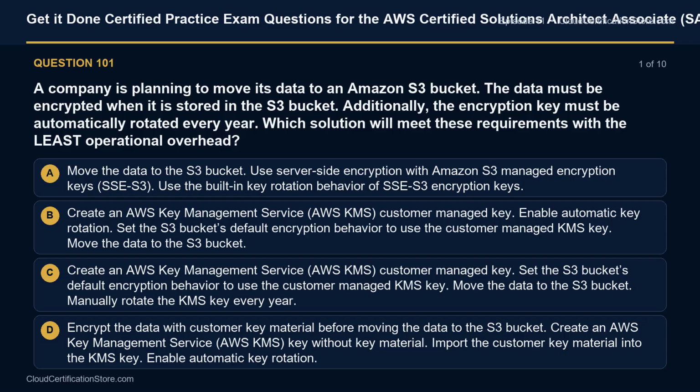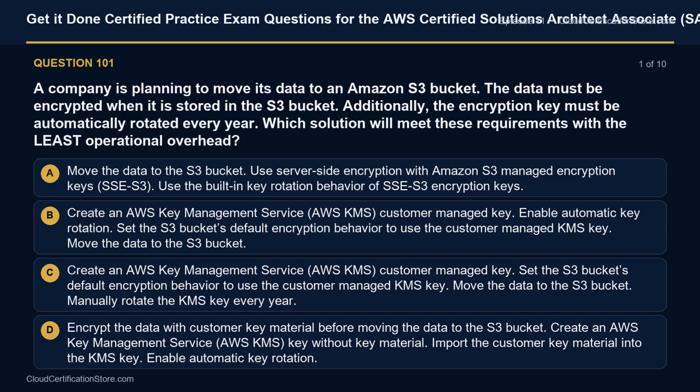Question 101. A company is planning to move its data to an Amazon S3 bucket. The data must be encrypted when it is stored in the S3 bucket. Additionally, the encryption key must be automatically rotated every year. Which solution will meet these requirements with the least operational overhead?